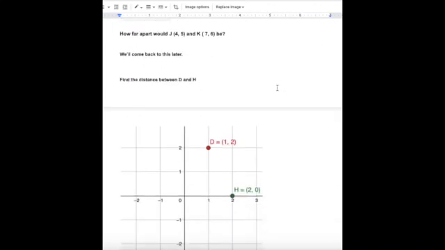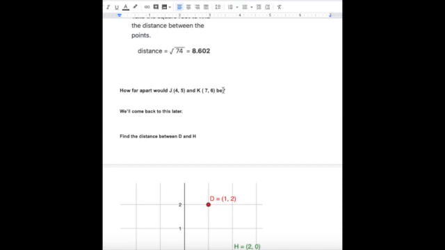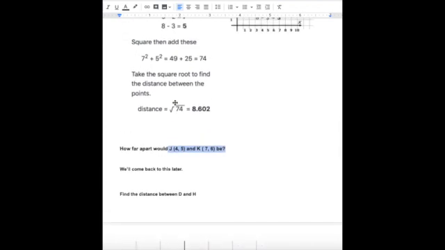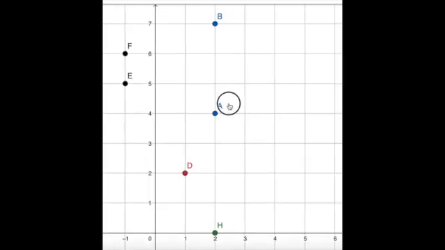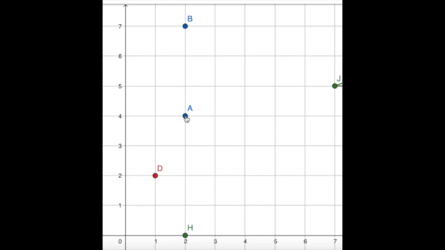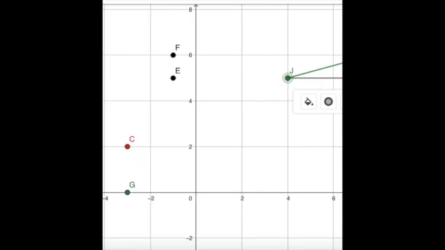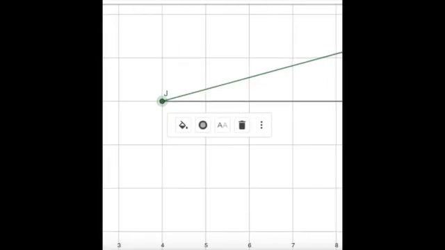So, again, how far apart would J, 4, 5, and K, 7, 6 be? Well, let's make a grid. I'm actually going to go to Geogebra, which is another cool online thing. So J, 4, 5, and 7, 6. Hey, that looks familiar. I've already got a J on here somewhere, so I'm just going to take that J and bring it over here. 4, 5.